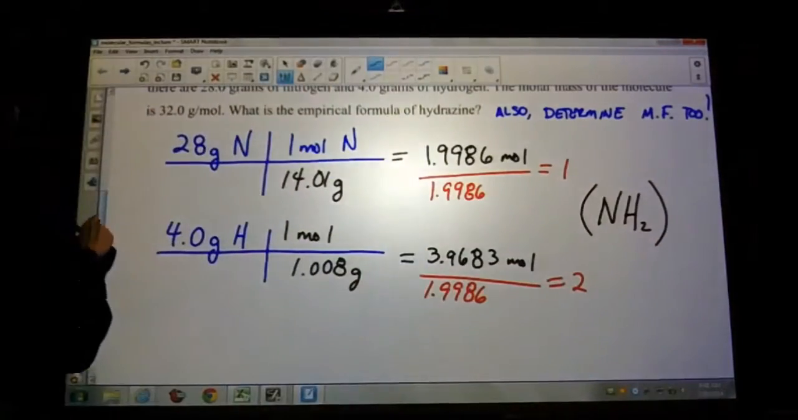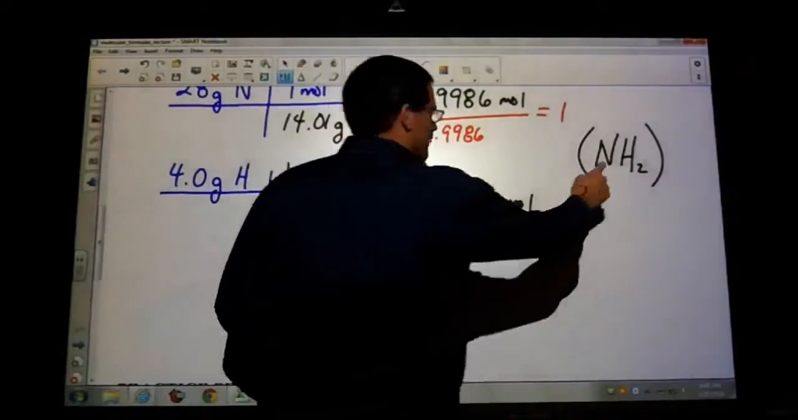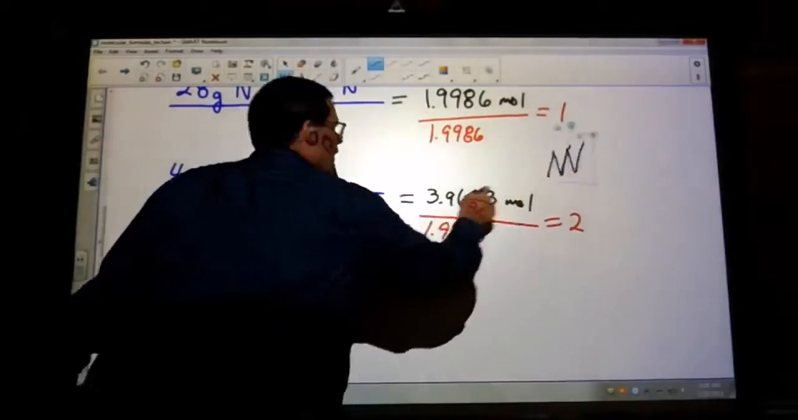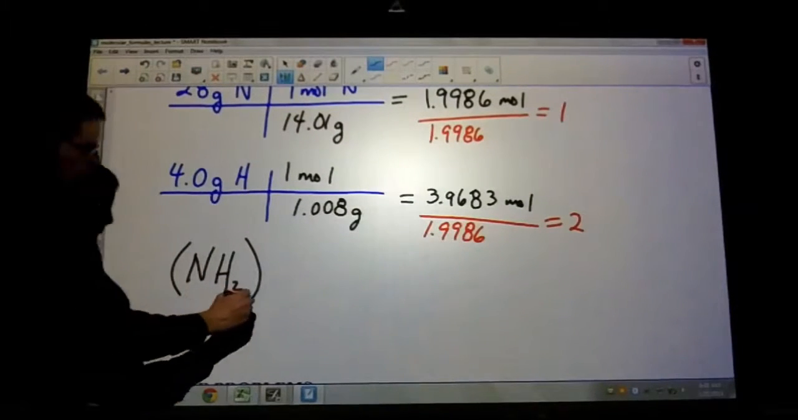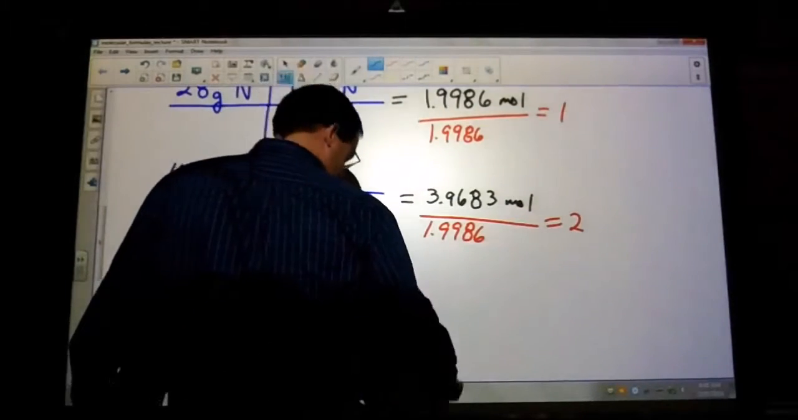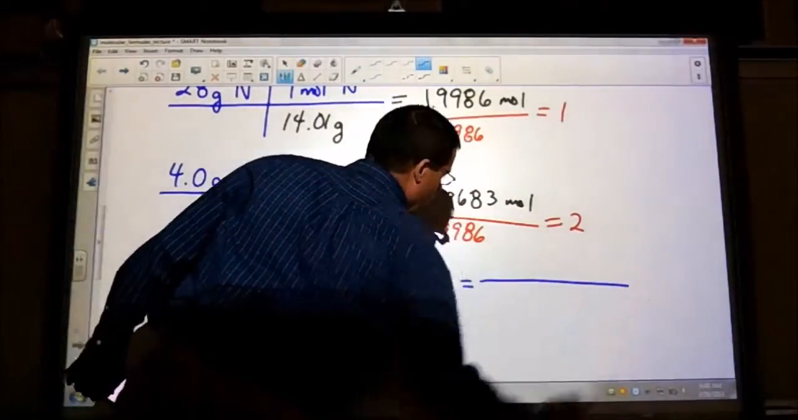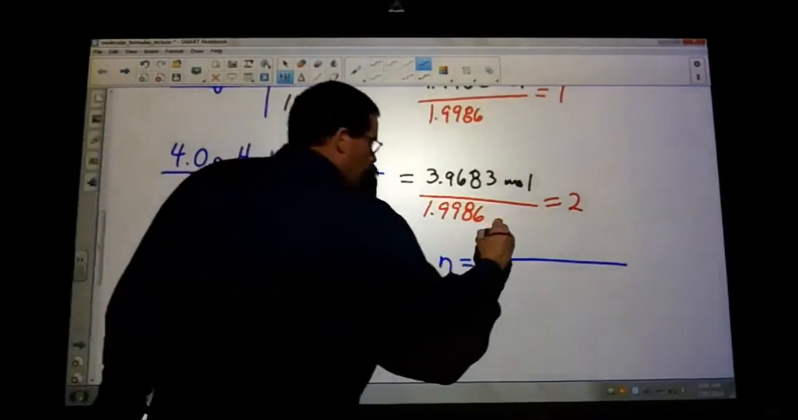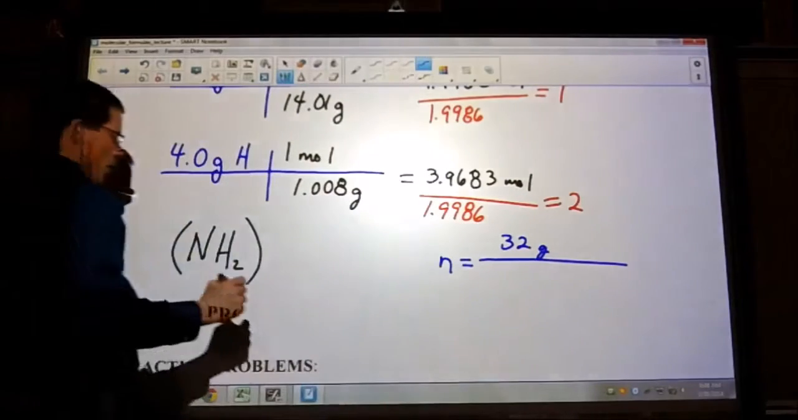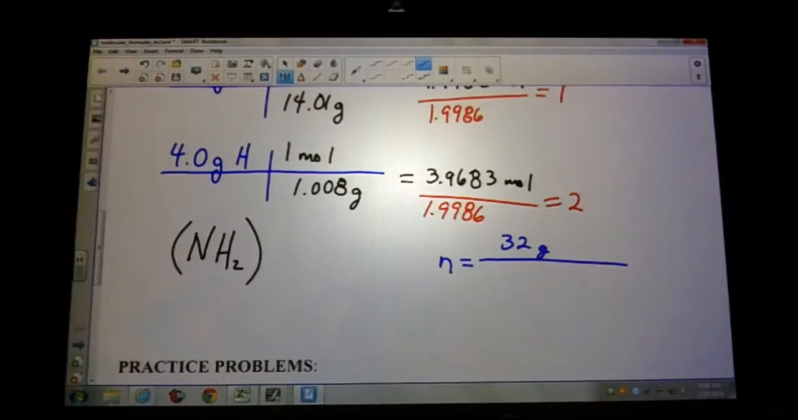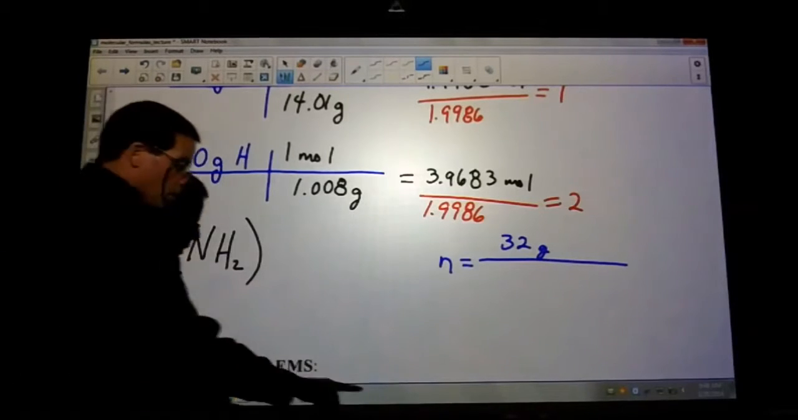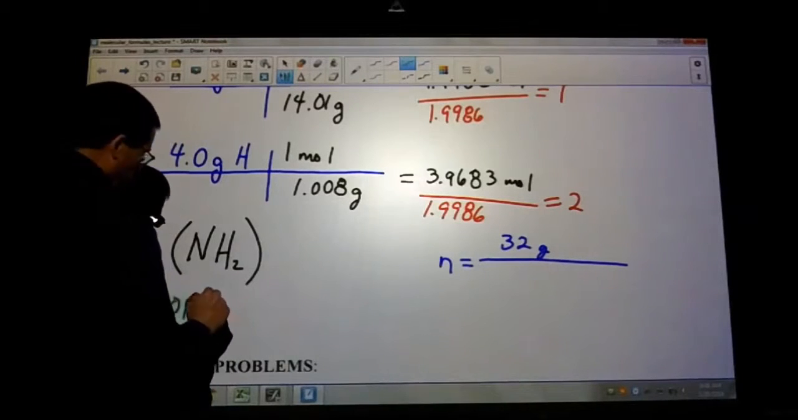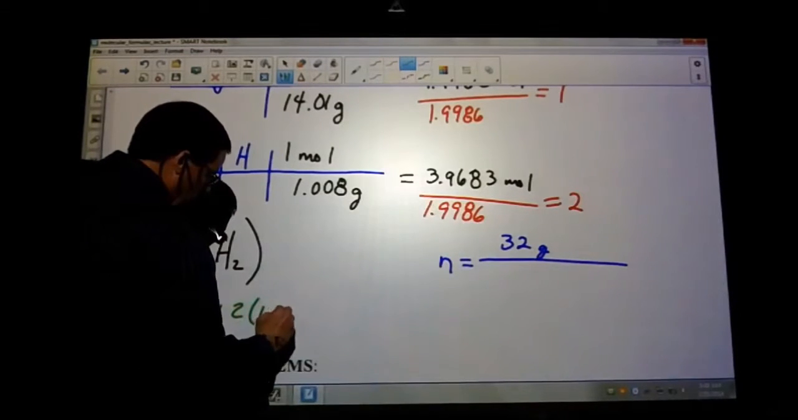So now to find the molecular formula, okay, we're going to find out what our multiplier is here. So let's go. N is equal to, do we know the molar mass for hydrazine? Yeah, 32 grams per mole. So we'll put that in there. And do we know the molar mass for the empirical formula? Yeah, we can find it. We need to find it. Very good. So there's 1 nitrogen and 2 hydrogen.